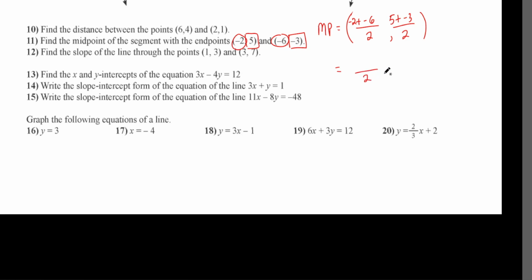So, put this over 2, put this over 2. Let's add these up. -2 plus -6 is -8. 5 plus -3 is +2. -8 divided by 2 is -4. And 2 divided by 2 is 1. I think I even saw somebody write 2 over 2, and then they put a 2 right there. All right? I don't know what's going on in your minds, but 2 over 2 is 1. All right, did that one.